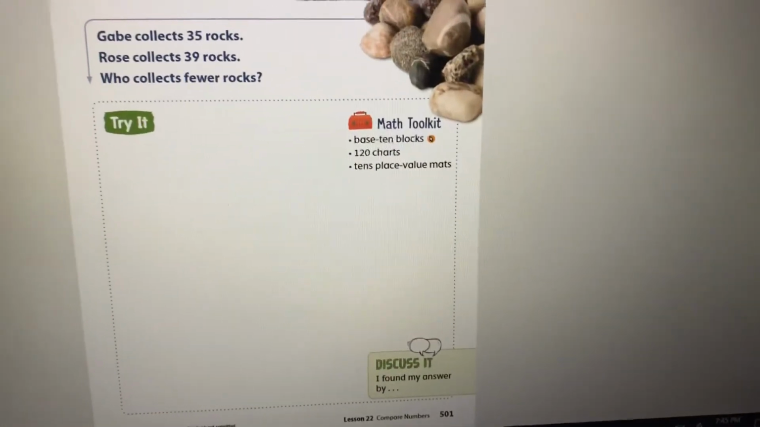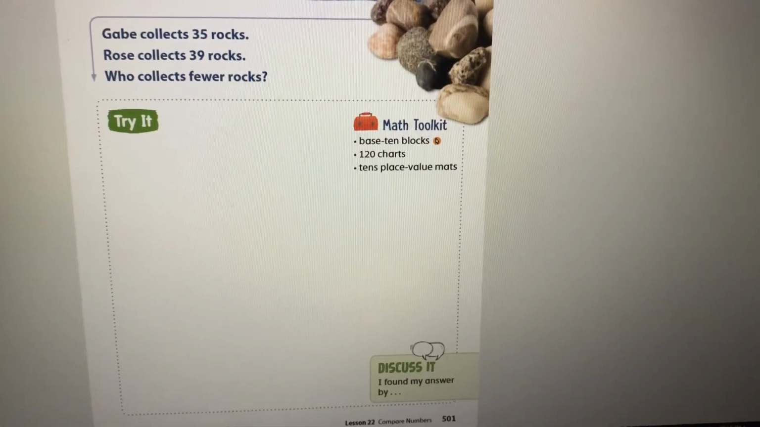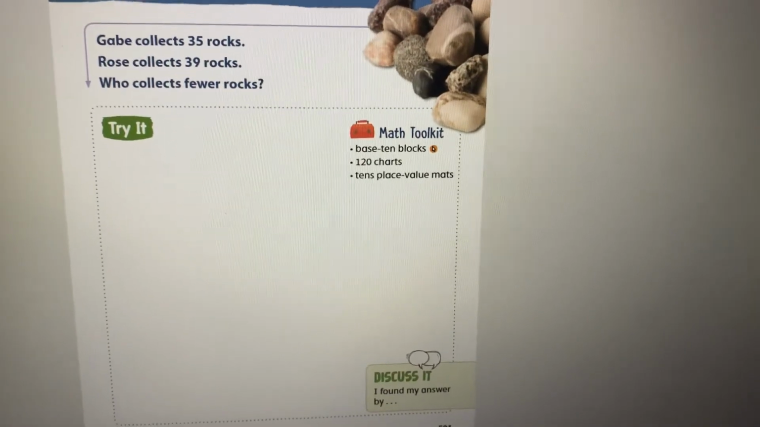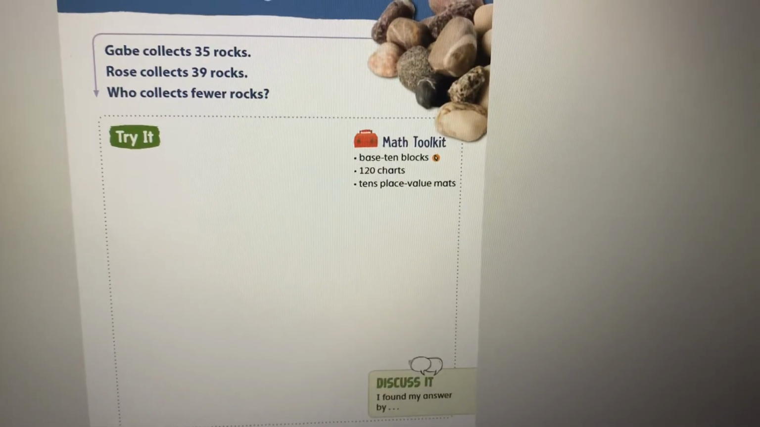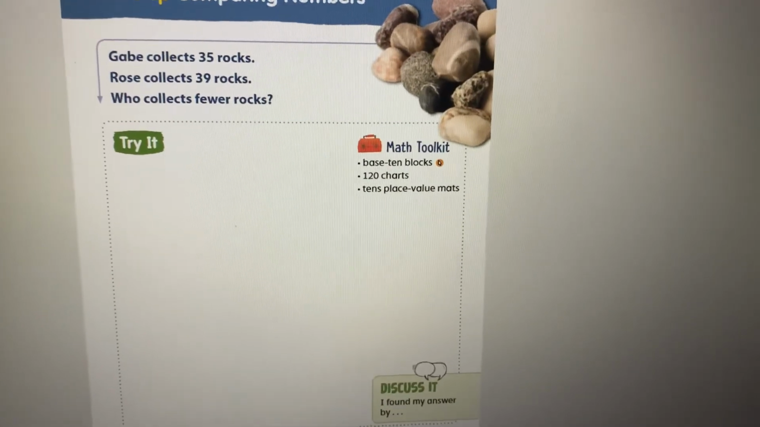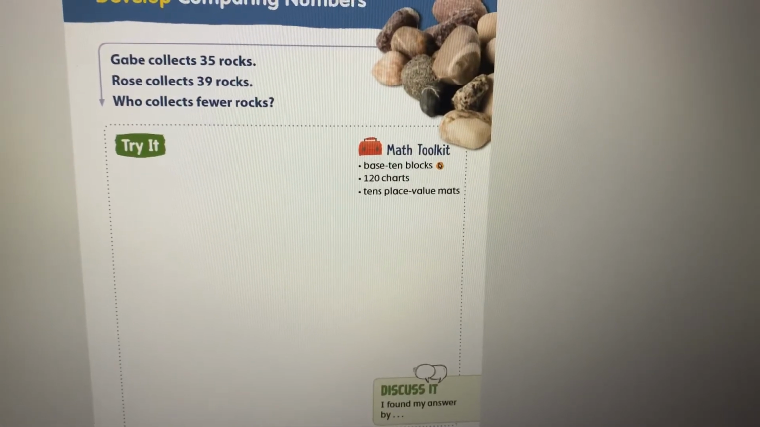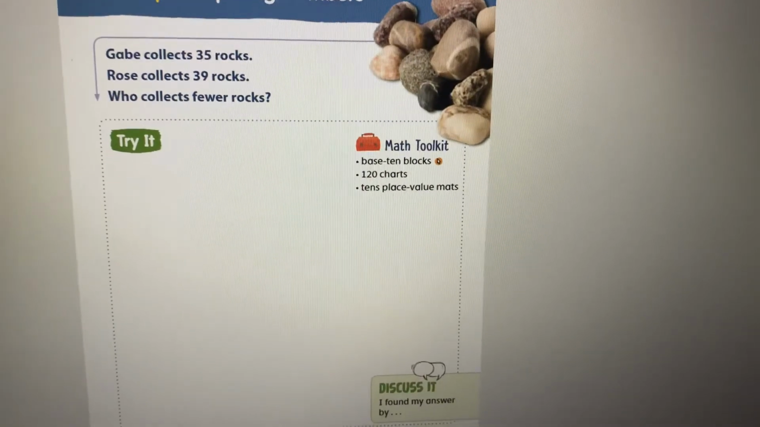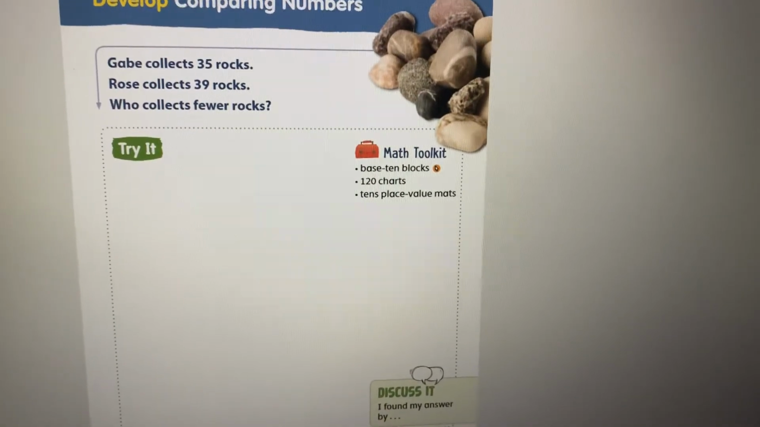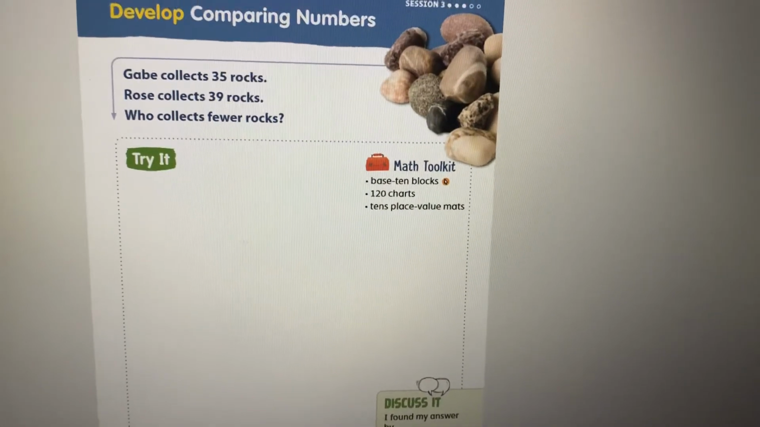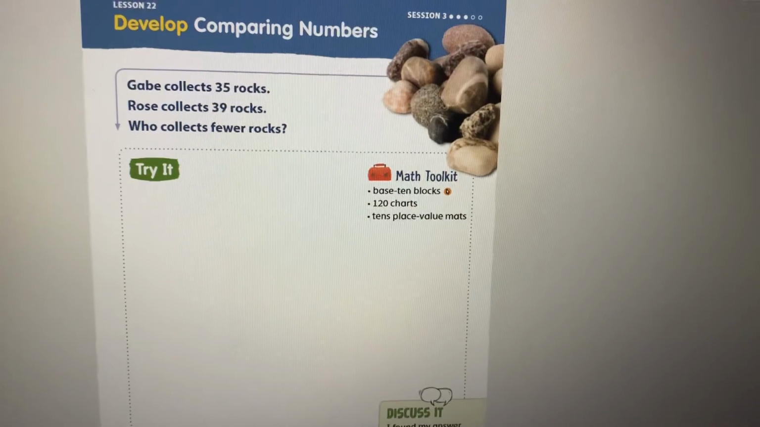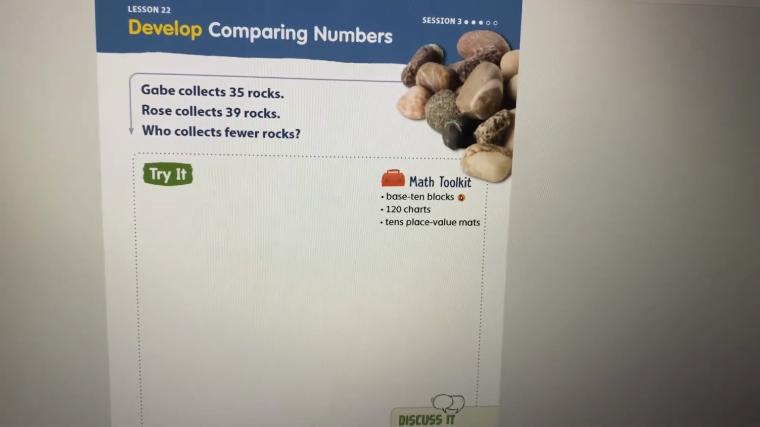I want you to take a minute and, on a blank sheet of paper, maybe draw me a picture, or maybe you just know in your head who has fewer rocks. So go ahead, I'm going to give you a minute. You can either draw a picture or just write down who has fewer rocks. But remember, we're not looking for the greater number today. We're looking for the smaller number. Who has fewer rocks?